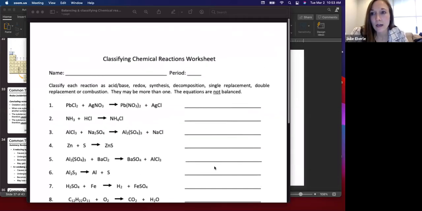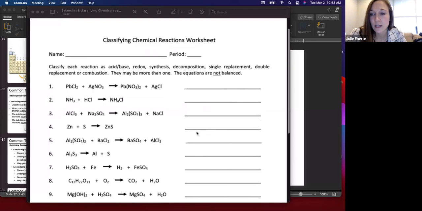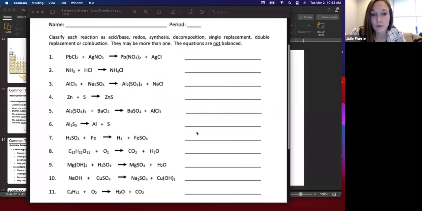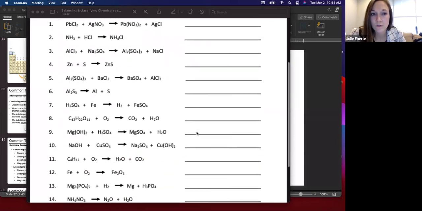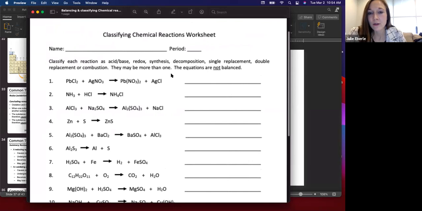Okay. So we talked about last week the 5 initial classifications for chemical reactions. That's the ones we just named. Today, we're going to talk about 3 more ways to classify chemical reactions. And so once we finish lecture today, you'll have all the tools you need to complete this worksheet. There's 15 reactions that are not balanced. So you do need to balance them, and then you need to classify them.